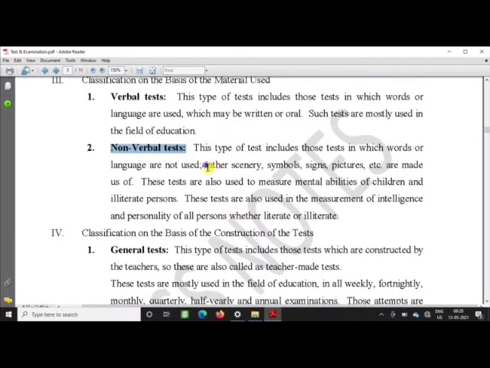Non-verbal tests, this is where scenery, symbols, signs, pictures are used. Okay, and because this is non-verbal, you can just check.